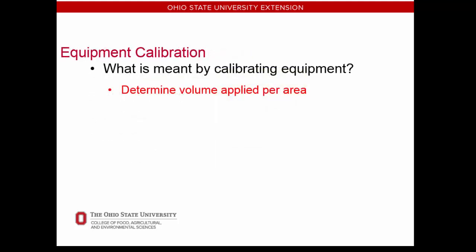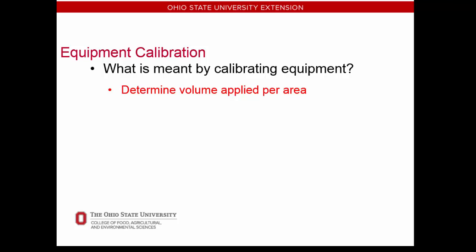Calibration is the basis for accurate delivery of the appropriate product rate to the application site. Calibration is the process used to determine the amount of product that is applied per area. Again, the volume of product per area. So to calibrate, you must be able to measure the amount of spray delivered.